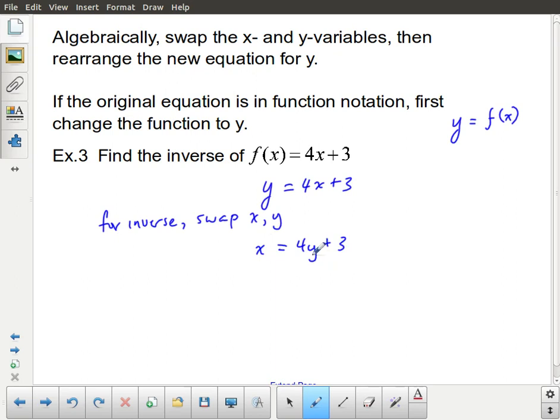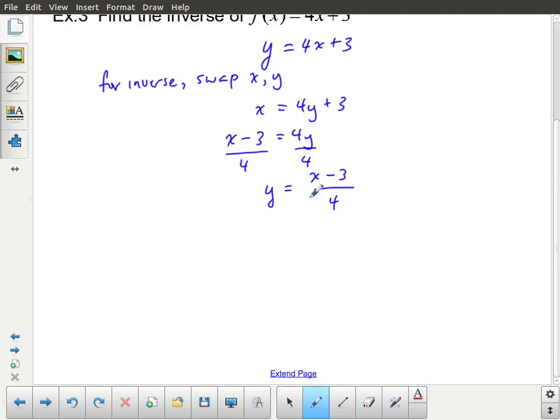And now I'm just going to rearrange for y. So I subtract 3 from both sides, and that gives me 4y equals x minus 3. I divide both sides by 4, and I end up with y equals (x minus 3) over 4. Or another way I could write this would be y equals x over 4 minus 3 over 4. Or I might even go one step further, y equals 1/4 x minus 3 over 4.